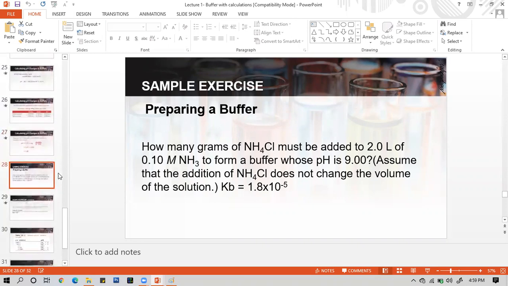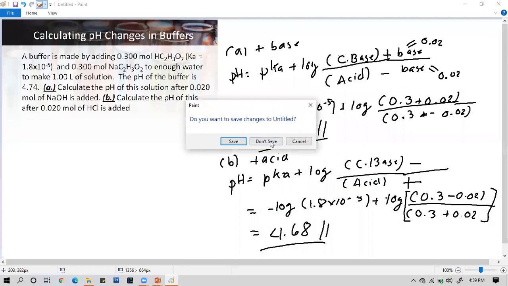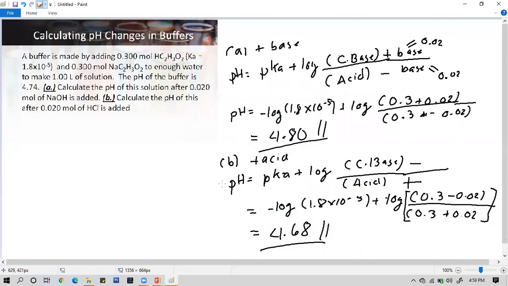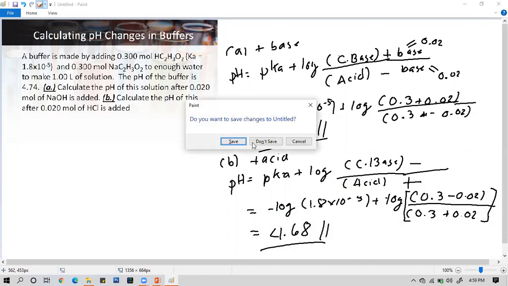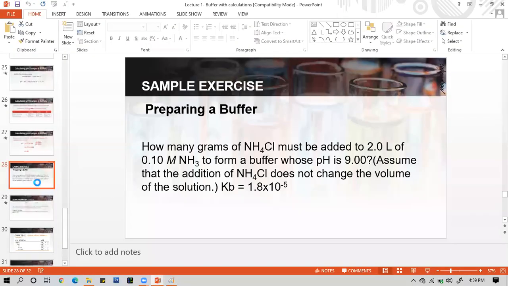Now, this involves a derivation of a formula here. Guys, take a screenshot of this one so that we can proceed to our next problem. Now, I assume that you're done. Let's save here.